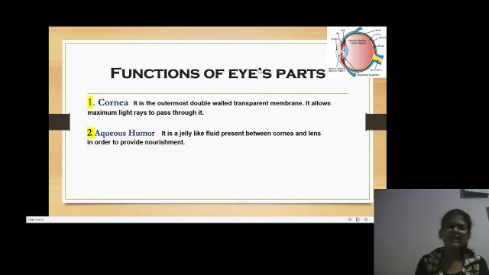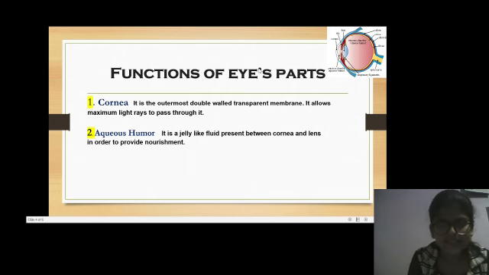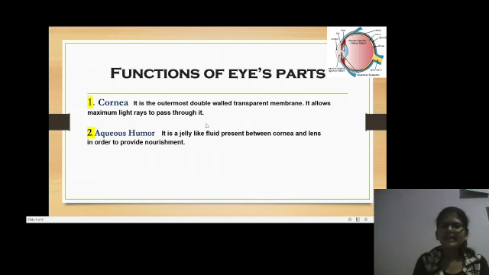The next thing I would like to explain is aqueous humor. So here we saw that anterior chamber is present, and in that anterior chamber a jelly-like fluid called aqueous humor is present. It is a jelly-like fluid present between cornea and lens to provide nourishment. It provides nourishment to the eye lens. It is basically a lubricating fluid so that it can prevent dryness.